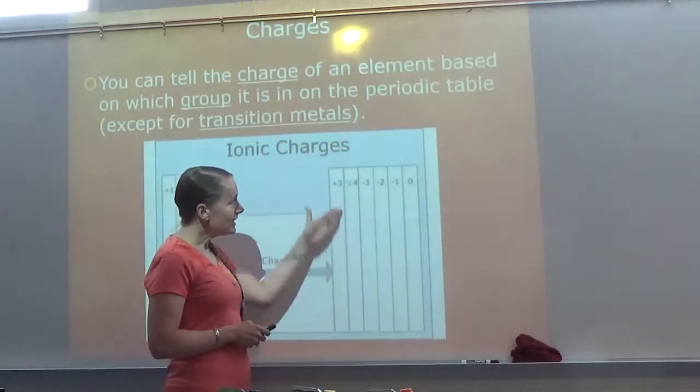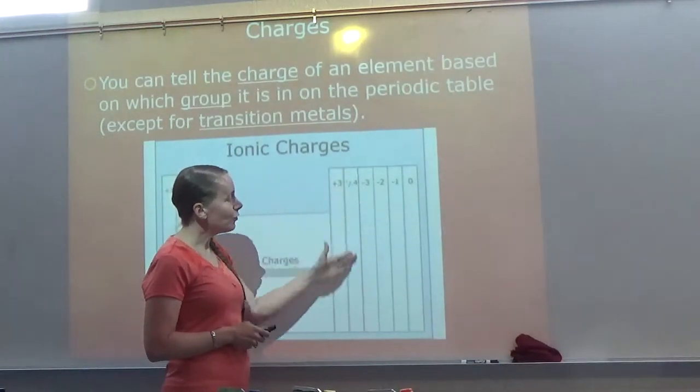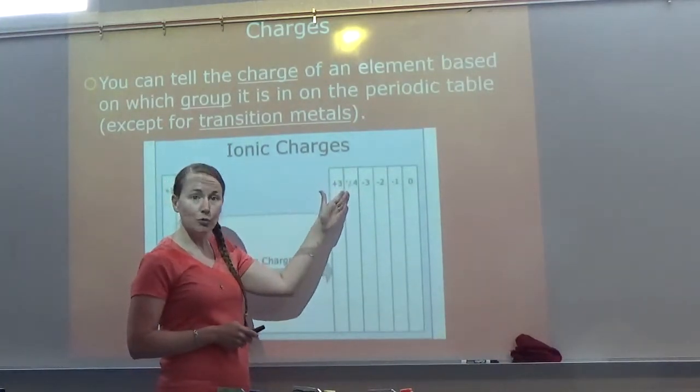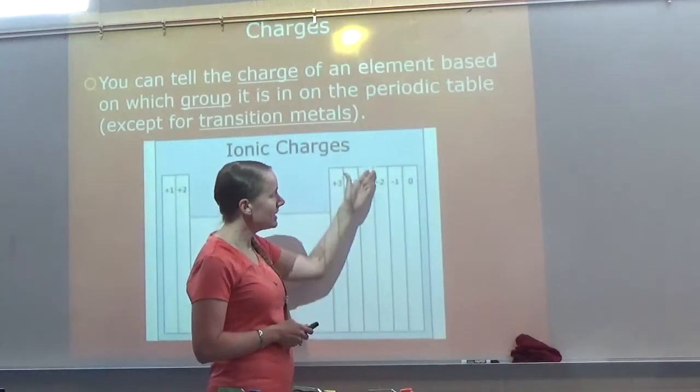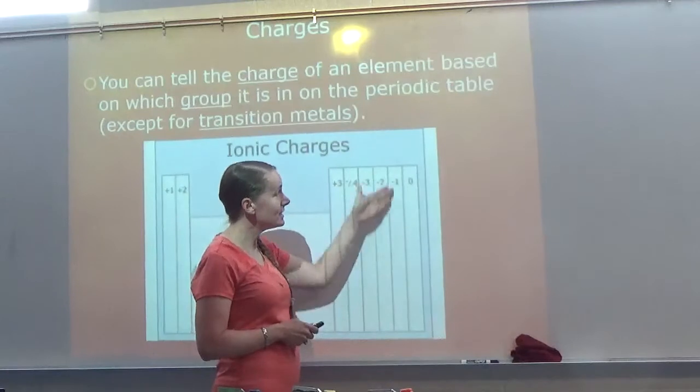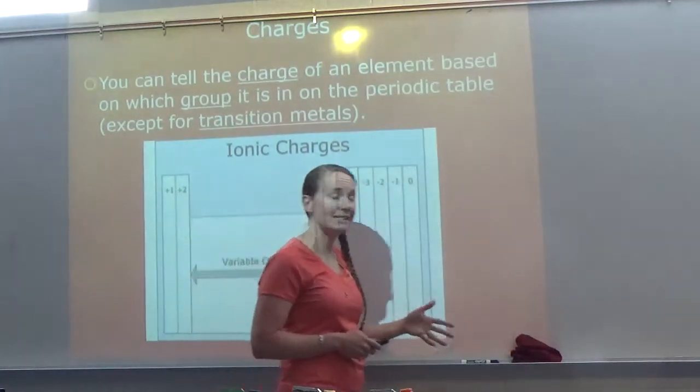Sometimes I'll just draw a little parentheses there and then put a positive. In group 13, they have a positive 3 charge. In group 14, it can be positive or negative 4. Group 15 is a negative 3 charge. Group 16 is a negative 2 charge. Group 17 is a negative 1 charge. And group 18 has a 0 charge.